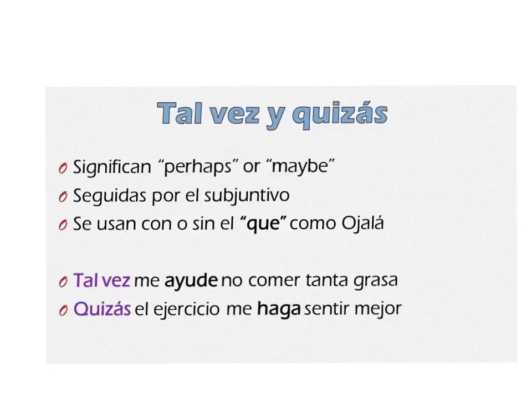Okay, in the subjunctive of doubt, we have two phrases or words that are very similar to the expression ojalá, and they are tal vez y quizás. They mean perhaps or maybe. You can use the subjunctive immediately after you see these expressions. You don't need a second subject. You don't need two verbs. You just use a subjunctive with tal vez y quizás. It's just the same as ojalá. Tal vez me ayude no comer tanta grasa. Quizás el ejercicio me haga sentir mejor. Quizás sea bueno estudiar mucho.